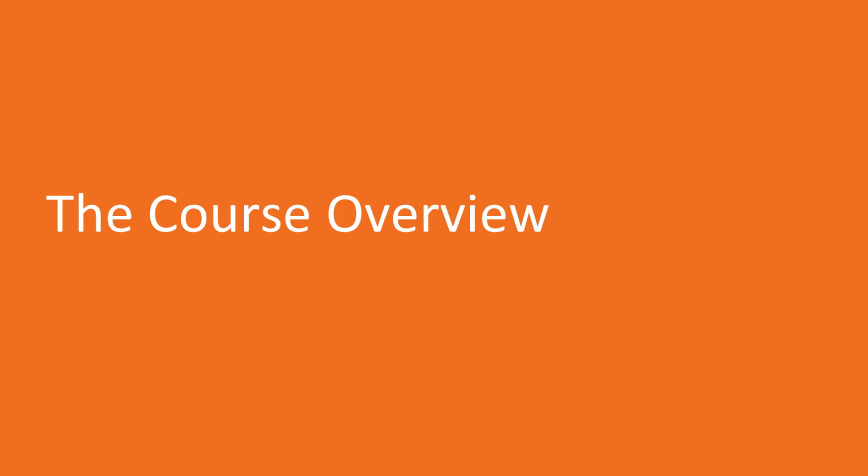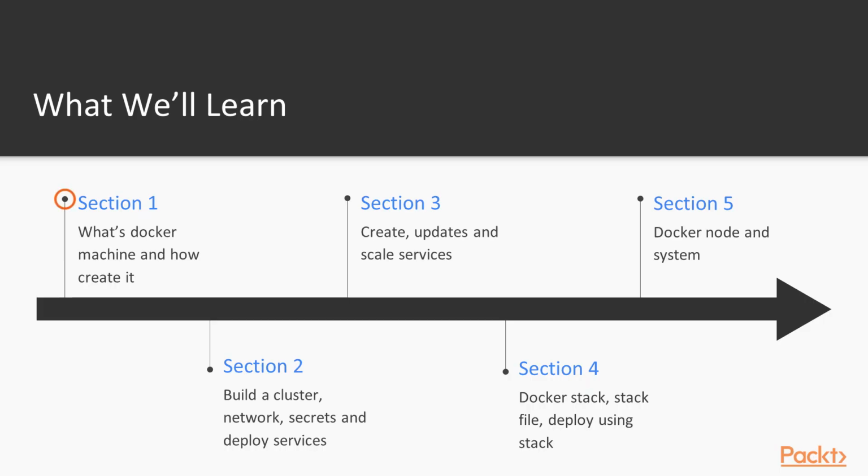The course overview. In section 1, we are going to learn about Docker Machine, how we create a machine. In section 2, we are going to learn about the Docker Swarm cluster. So we are going to build our cluster. We are going to understand how Docker network, Docker secrets work, and how to deploy a service on your Docker cluster.